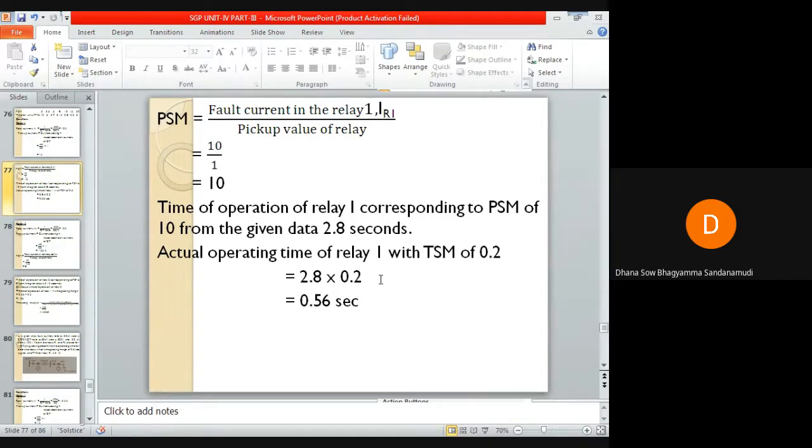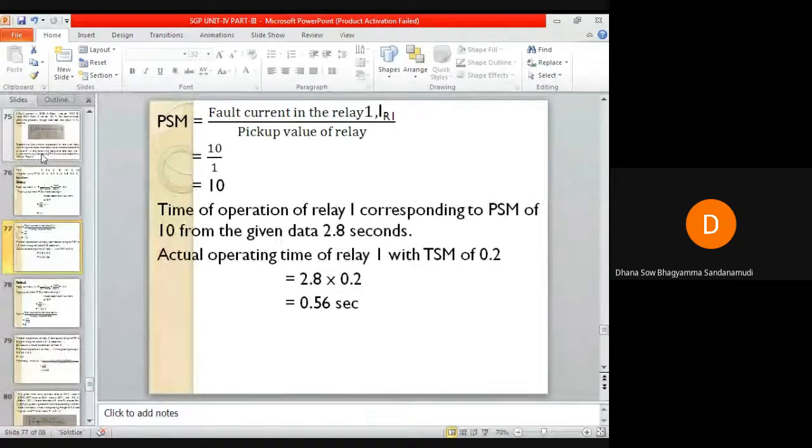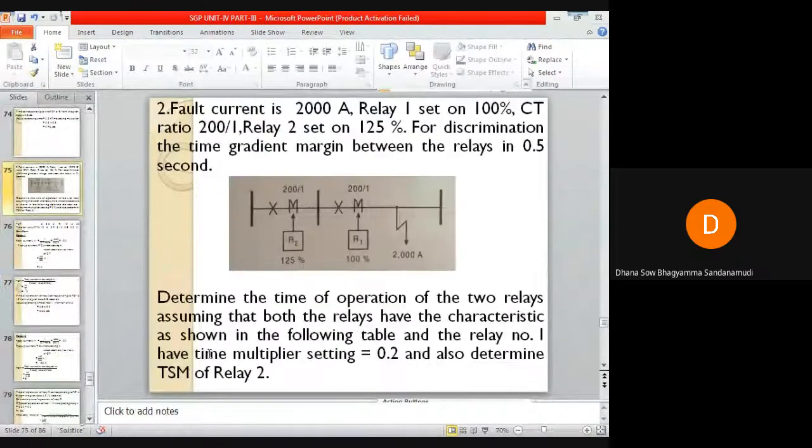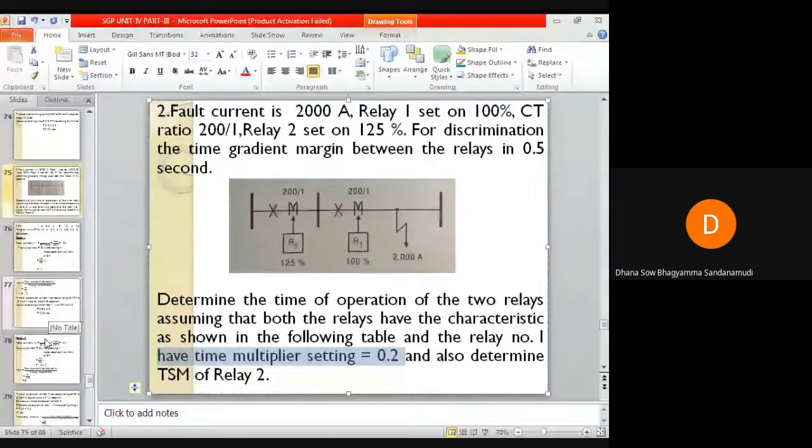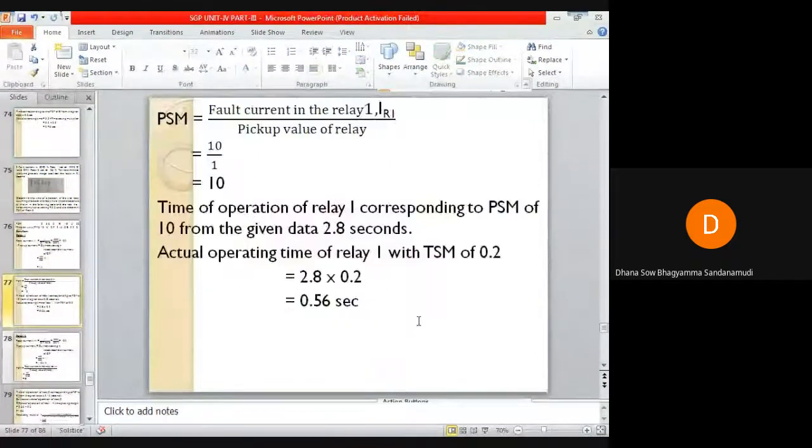For TSM of 0.2, the time multiplier setting value is 0.2, as mentioned in the problem. So for the 0.2 time multiplier setting value, you have to determine the actual operating time of relay 1. For 0.2, what is the time of operation for the given PSM? It is 2.8. So 2.8 into 0.2, you will get 0.56 seconds.